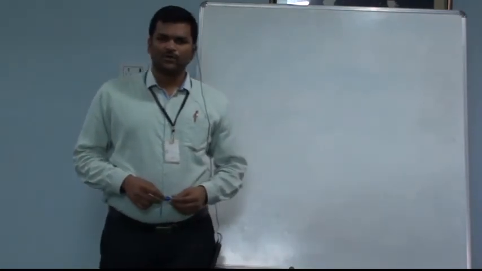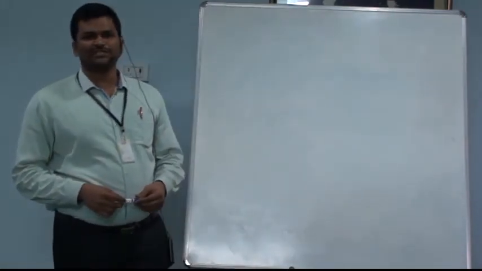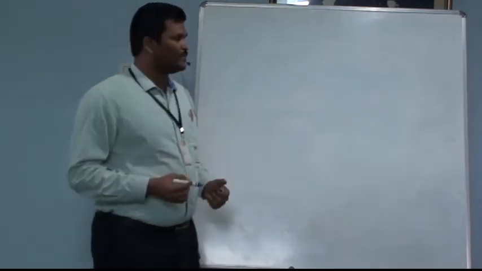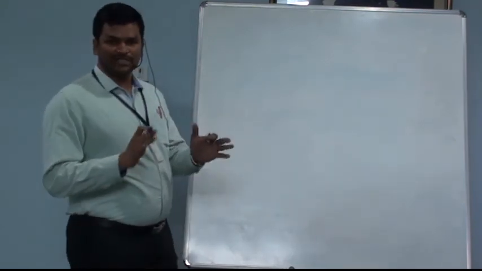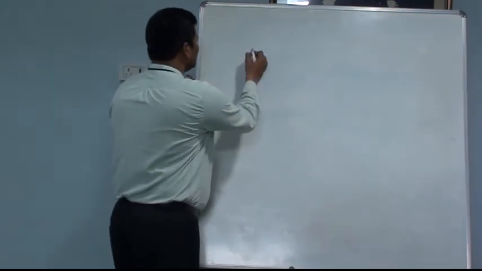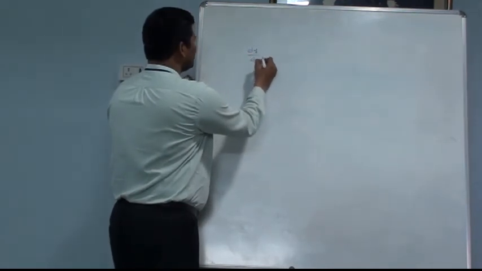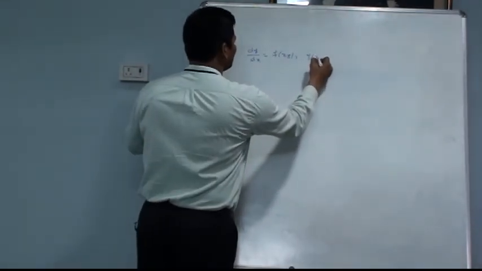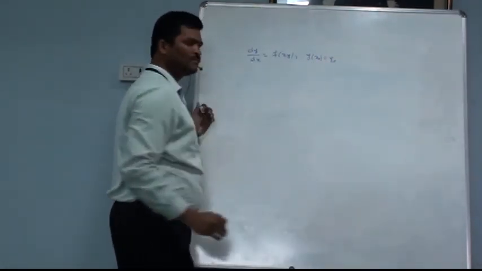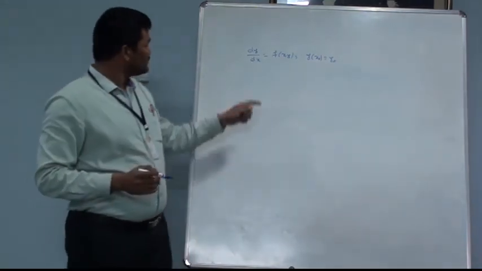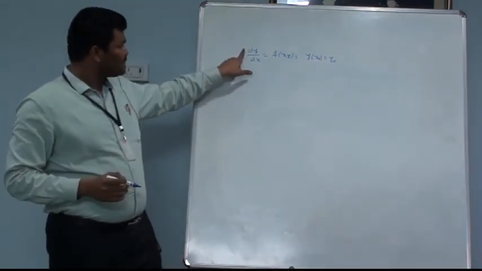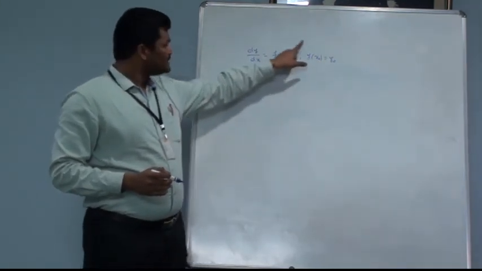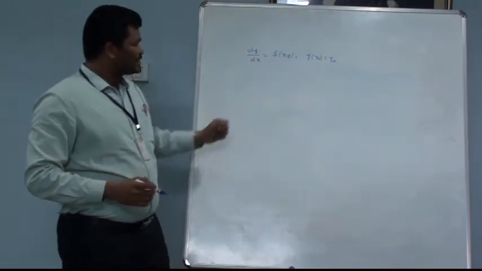Good morning. Today we will concentrate on solution of first order initial value problem. Let us understand what is initial value problem. As we are concentrating on first order initial value problem, dy by dx is equal to f of x, y, with y of x naught equal to y naught. It is a first order differential equation.